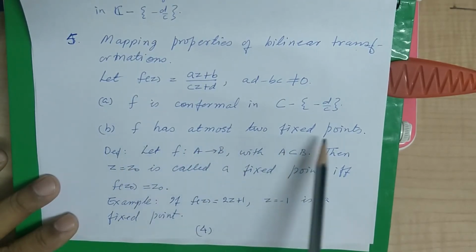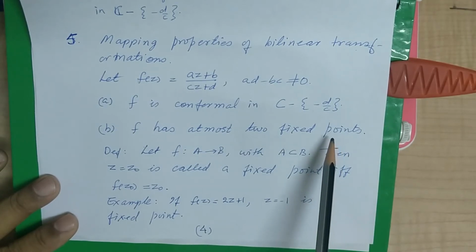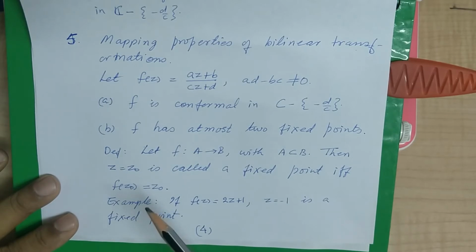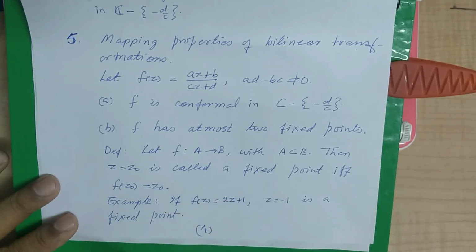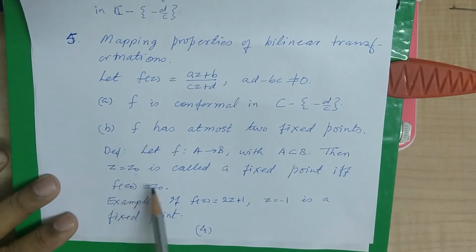f has at most 2 fixed points. What is a fixed point? A point which is taken to itself under the map is called a fixed point. So if z equal to z0 is a fixed point, then the map takes the point to itself.